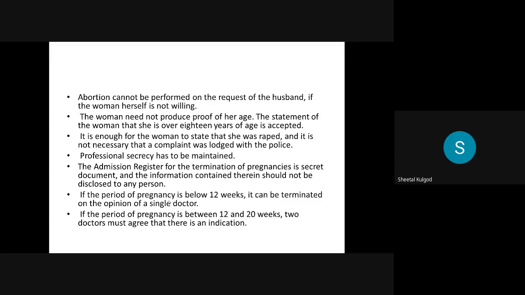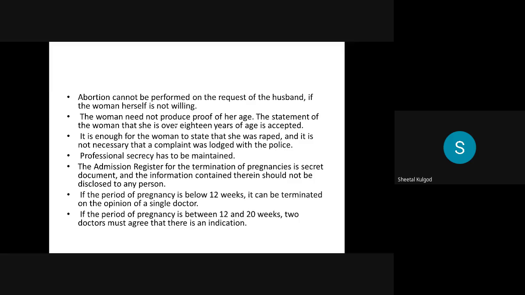Now, another important point you have to remember is that abortion cannot be performed at the request of the husband. It is only the woman herself. The woman's consent is what matters, whether she is married or a major. Even if she's not married, if she's a major, the woman's consent alone is enough for the performance of the procedure. The other way around, if the woman is not willing, on the request of the husband we cannot terminate the pregnancy. That's an important point to remember.